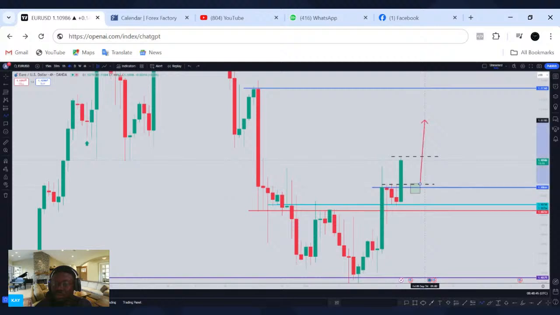You get it? If you enter over here and it is retesting over here, this is the last point price is going to retest. We miss the way it is moving.